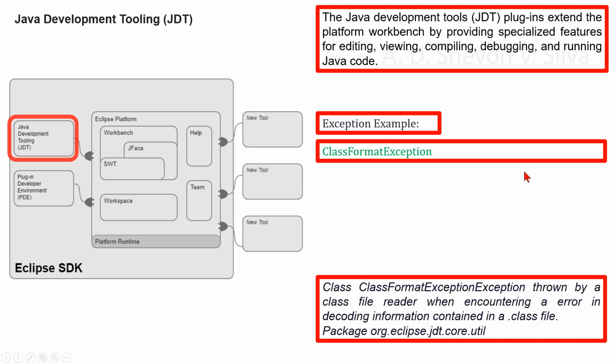As an exception example, we can consider ClassFormatException. ClassFormatException is thrown by a class file reader when encountering an error in decoding information content in a .class file. This is in the package org.eclipse.jdt.core.util.